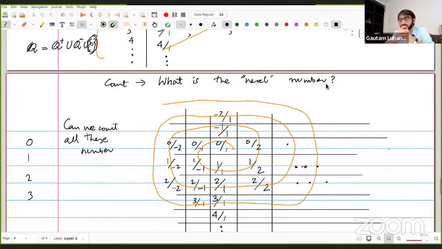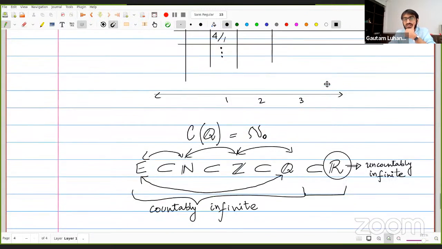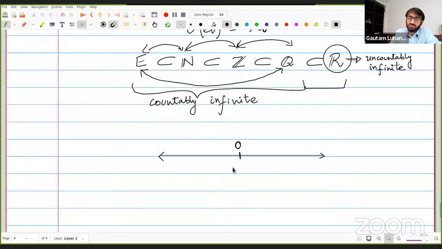Again, for the rationals, same thing. First is 0, then 1 over 1, 1 over 2, 0 over 2, and so on. And that simple question, what is the next number, becomes really difficult to answer when you talk about the real numbers. If I start off from 0 and I say, what is the next number? How can I answer that question? Is there a next number? Because there's so many things to consider.